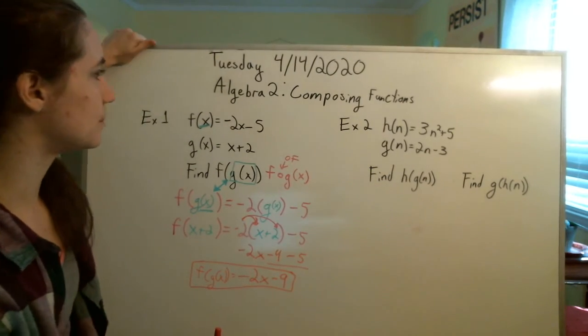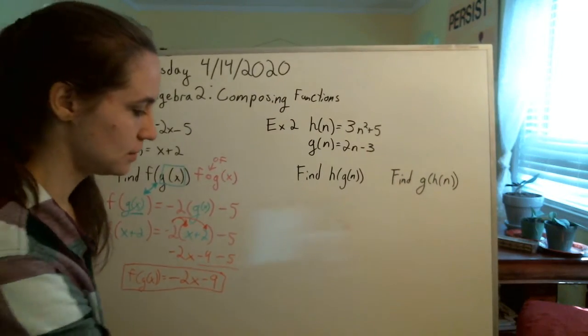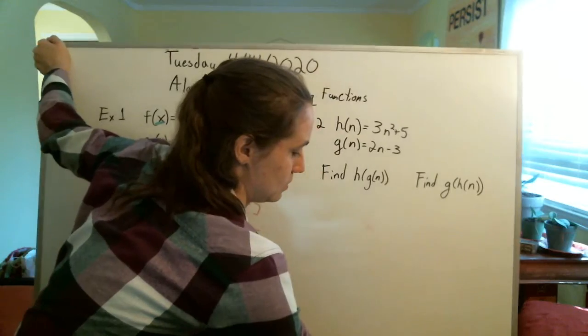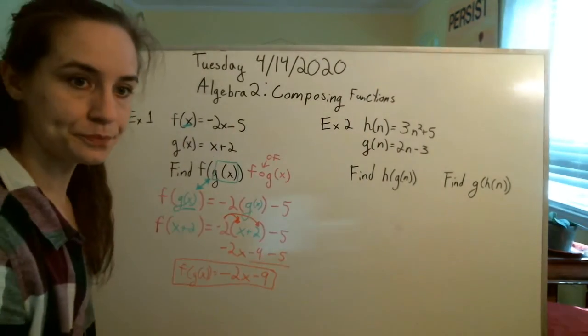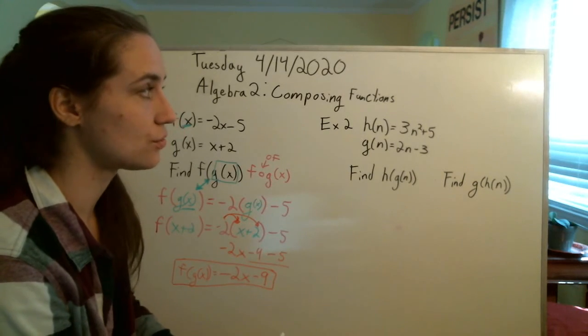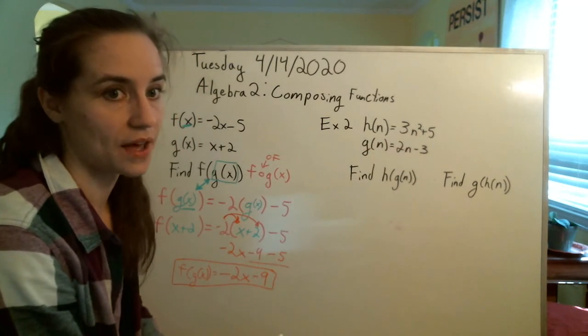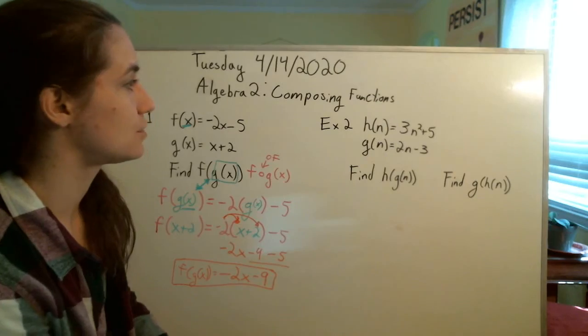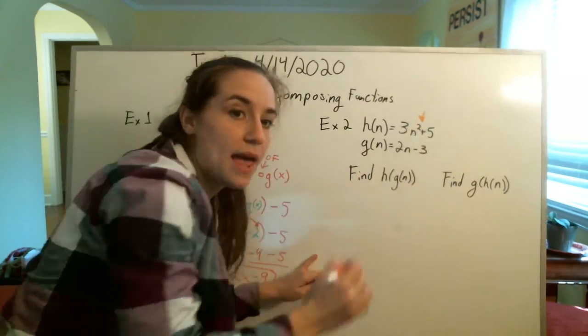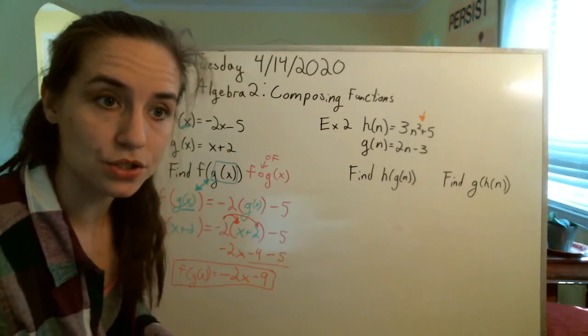Okay, so let's look at these. Now this one on example 2 I've done on purpose. So I have h of n is 3n squared plus 5 and g of n is 2n minus 3. Now every time I see squared, I'm going to highlight it and be like, okay, this may or may not make things complicated. I'm not sure yet.